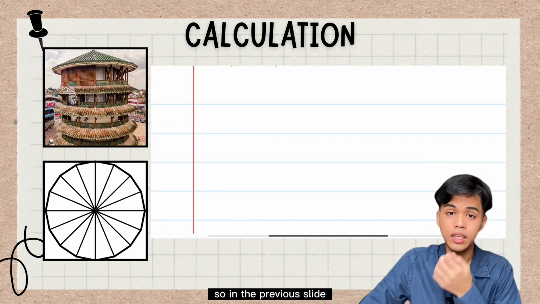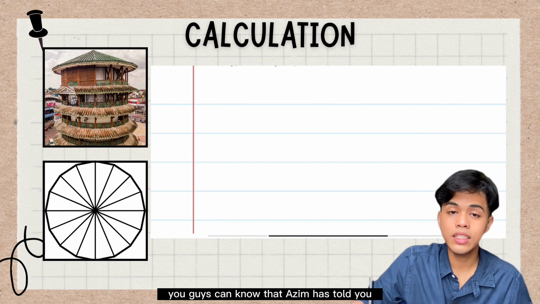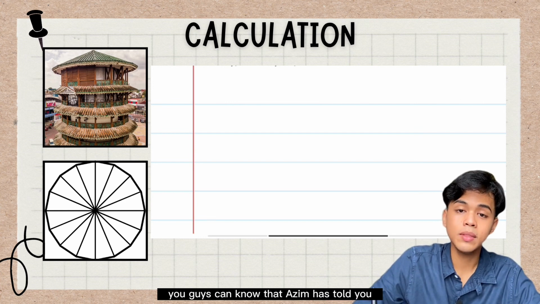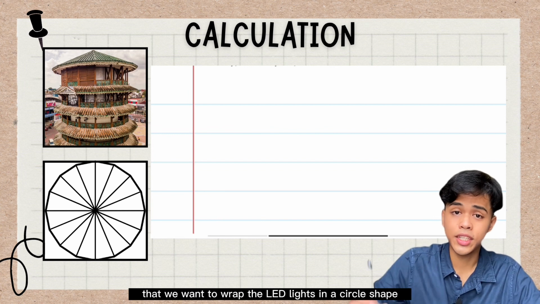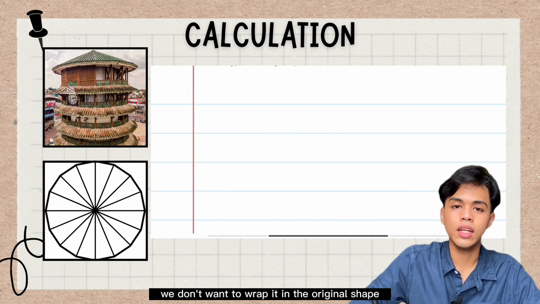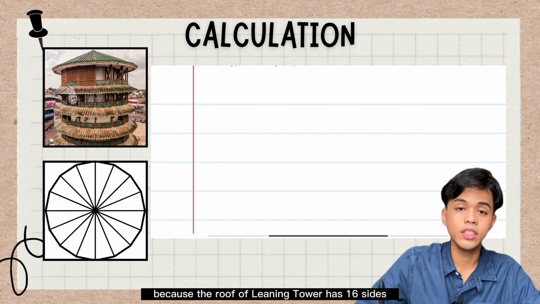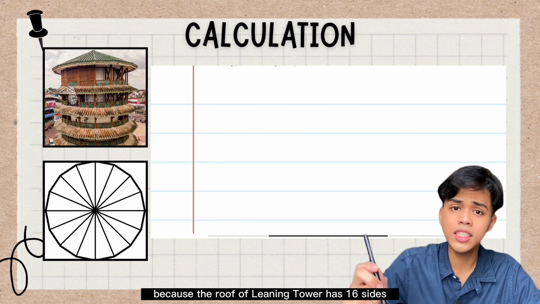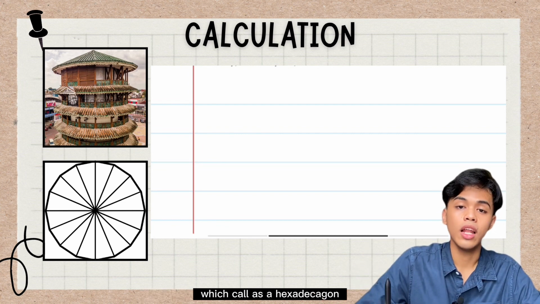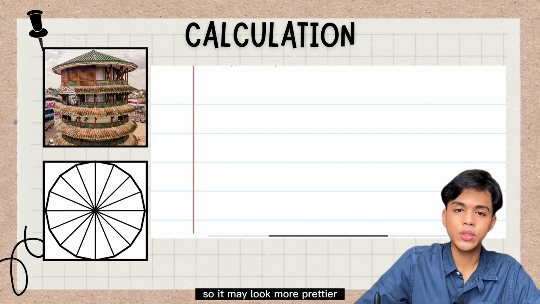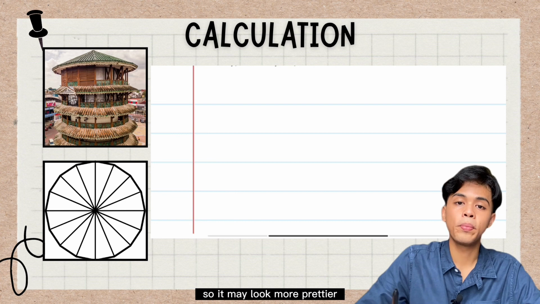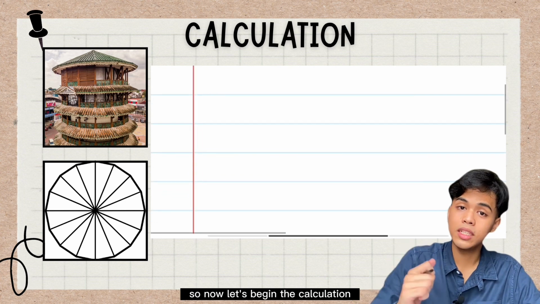So, in the previous slide, Azim told you that we want to wrap the LED lights in a circle shape. We don't want to wrap it in the original shape because the roof of the Leaning Tower has 16 sides, which is called a hexadecagon. We want to wrap it in a circle so it may look prettier. So now, let's begin the calculation.